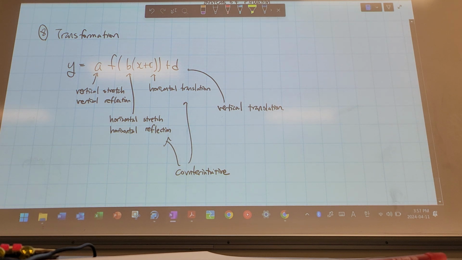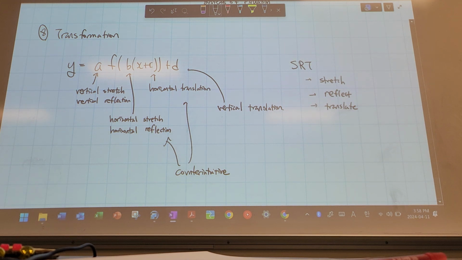Also, if you have multiple transformations written in different cases, then the order of the transformation is SRT, where it stands for stretch, reflect, and translate. Okay. So make sure you follow that order.